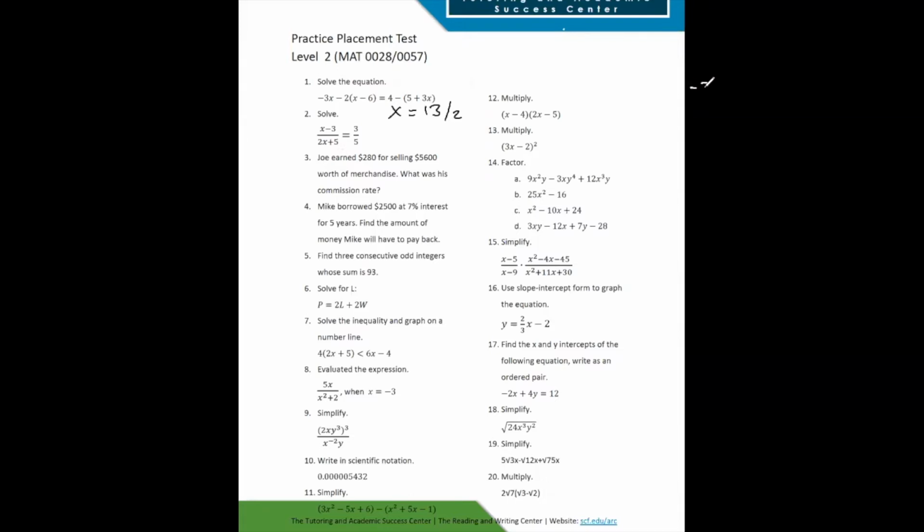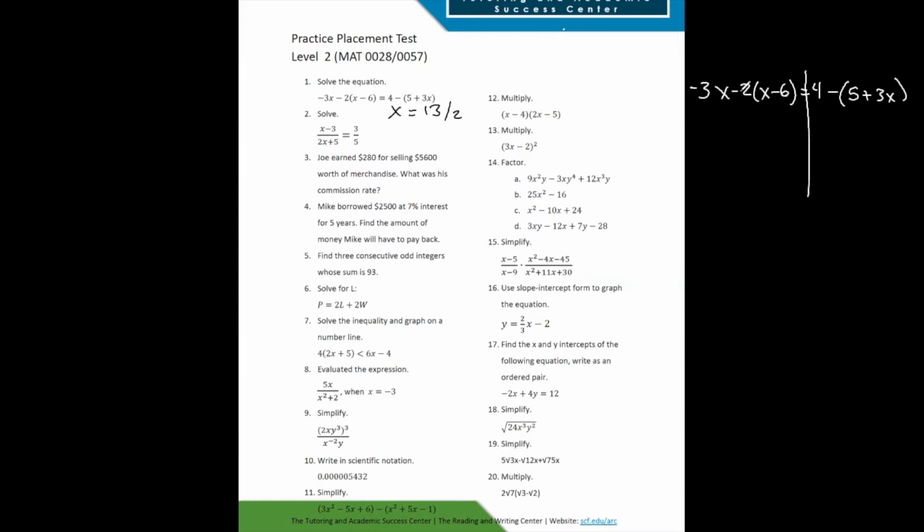I'm going to start by just writing the equation: negative 3x minus 2 in parentheses x minus 6 equals 4 minus in parentheses 5 plus 3x. The first thing that I'm going to do is clean up both sides. And what that means is I'm going to look just at the left side and see if there's anything I can distribute or anything I can combine. And then I'm going to do the same on the right side.